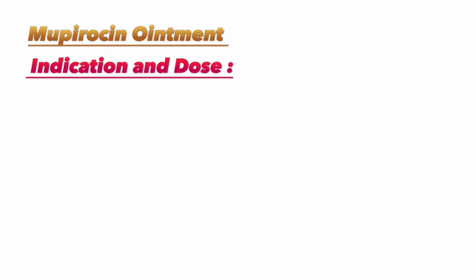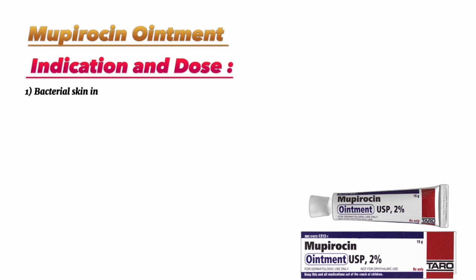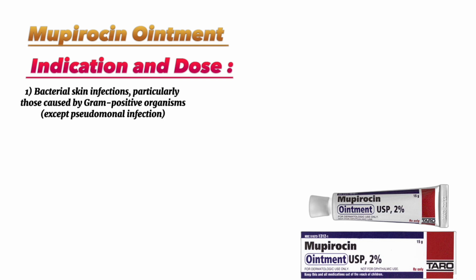Mupirocin ointment is a topical antibiotic useful against superficial skin infections such as impetigo or folliculitis. Now, indication and dose of mupirocin. 1. Bacterial skin infections, particularly those caused by gram-positive organisms, except pseudomonal infection.